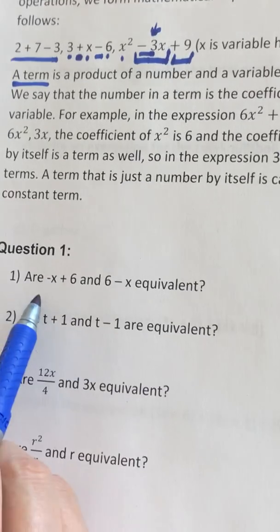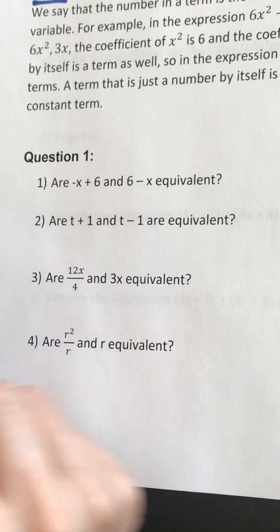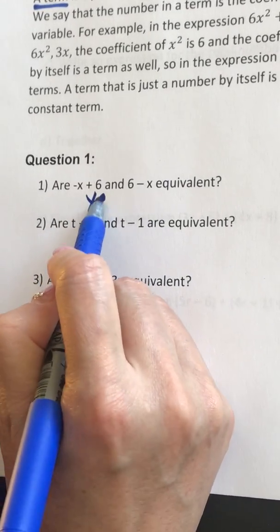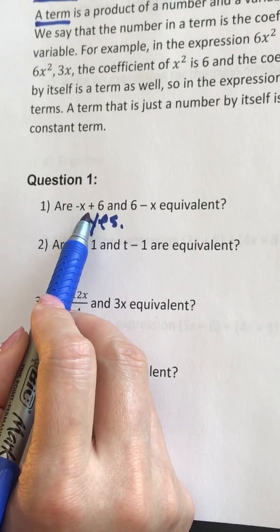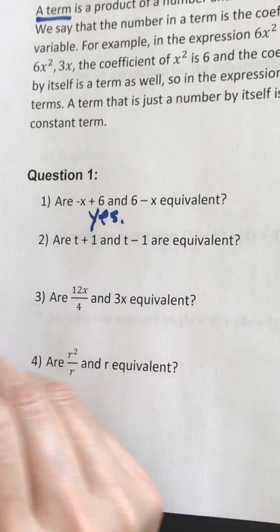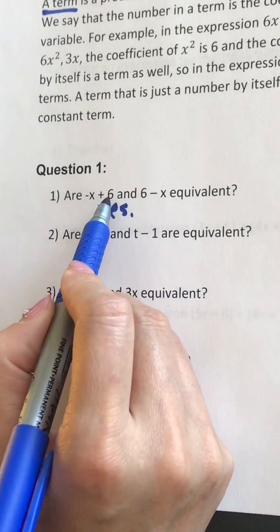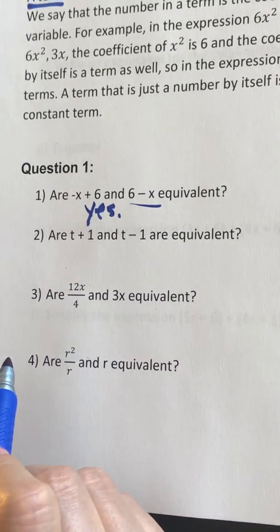Question number 1, are minus x plus 6 and 6 minus x equivalent? The answer is yes, because the mathematical operations here are plus and minus. We know that with plus and minus we can switch their positions. So plus 6 and minus x, either this way or this way, they are identical.